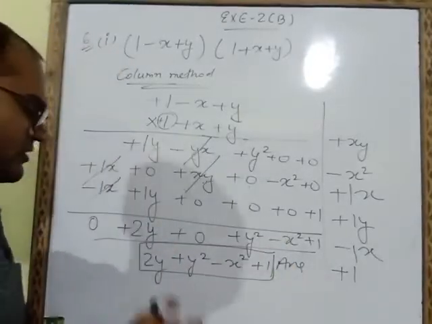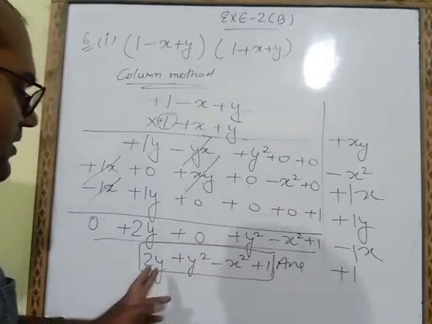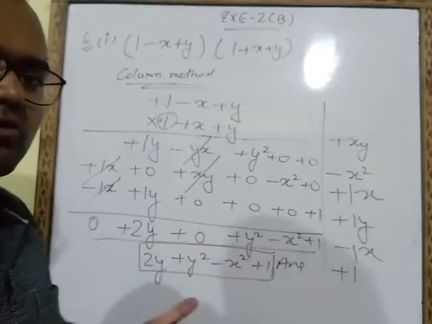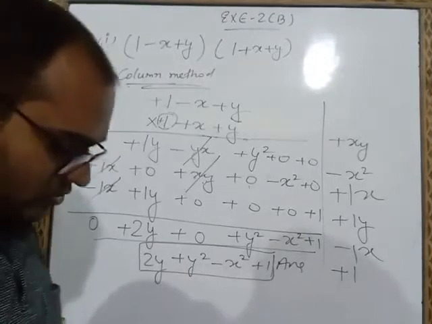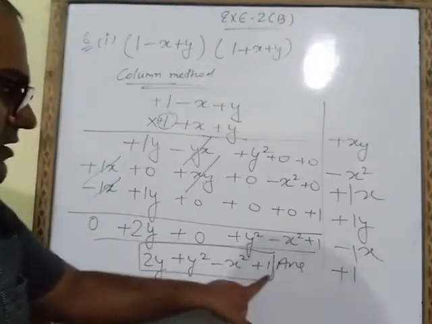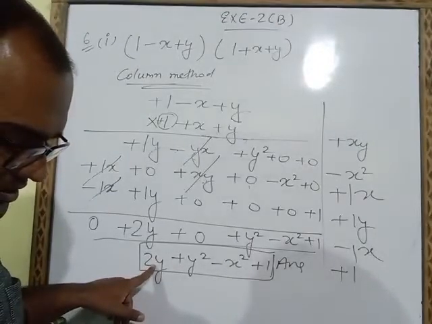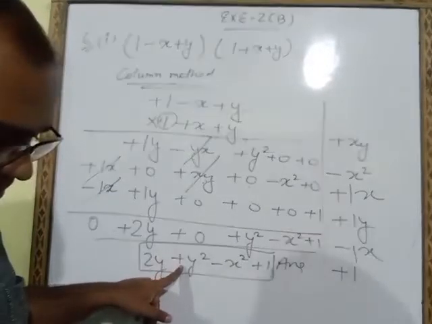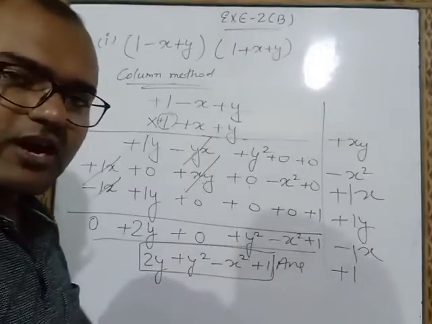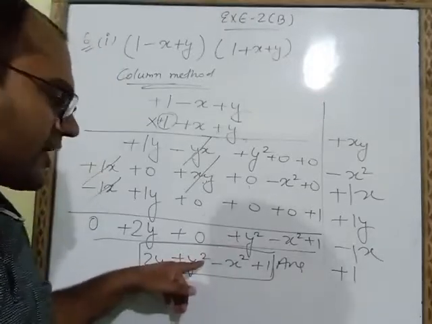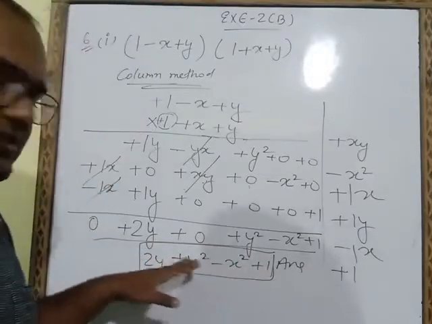In the answer sheet you may get another order. Another order means maybe 2y will not be at the first place, so no need to get confused. Our answer is also correct. In your answer sheet for question 6 first part, it is given 1 first, then it is written plus 2y, then plus y square, then minus x square. So no need to get worried. All the terms which are coming in your answer sheet, those terms we are getting here also. So no need to get worried. Our answer is also correct.